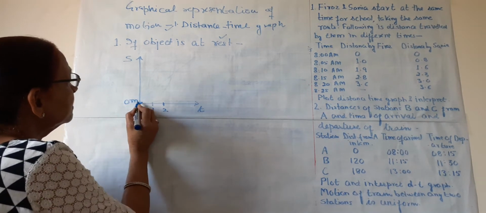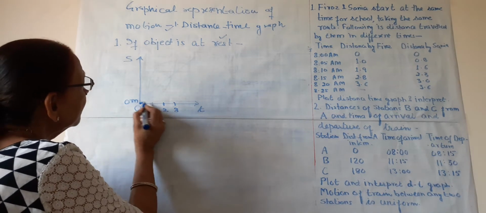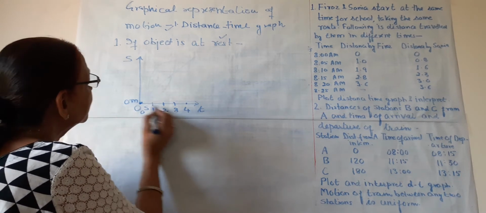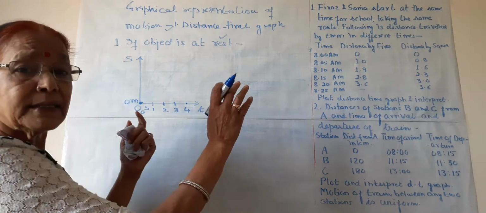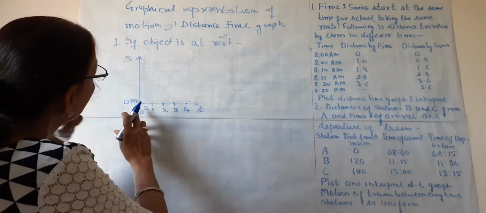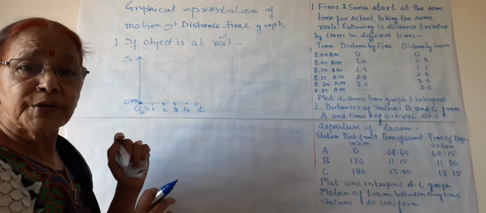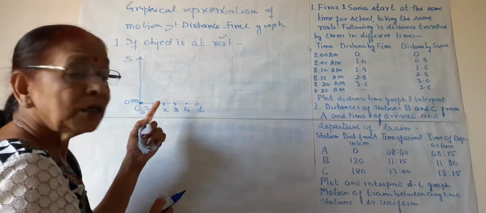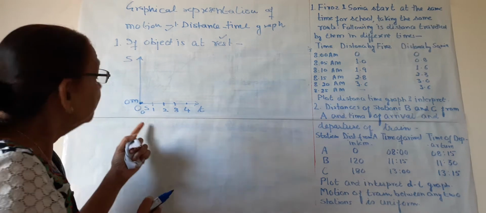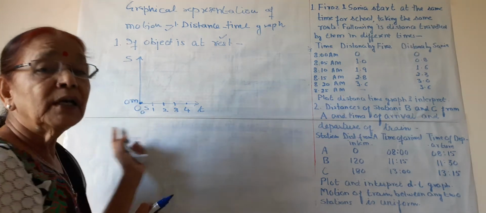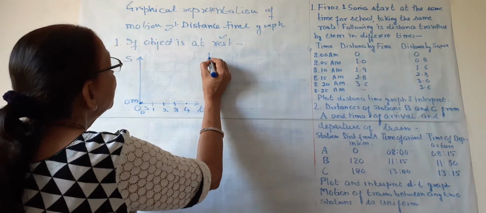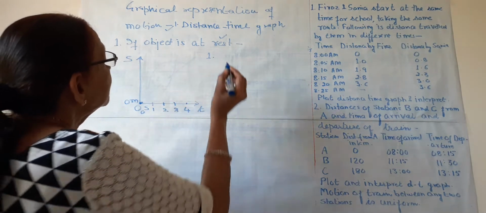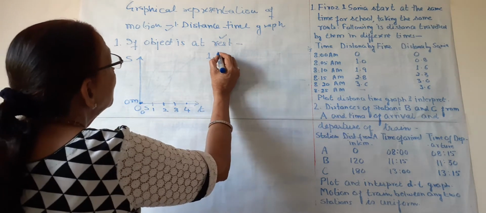After 2 seconds, it will be here. After 3 seconds, it will be here. After 4 seconds, it will be here. Because the time is increasing, time goes on, but the body is not shifting. The body is not moving. We can say it is at rest. So what are the different points when the object is at rest?